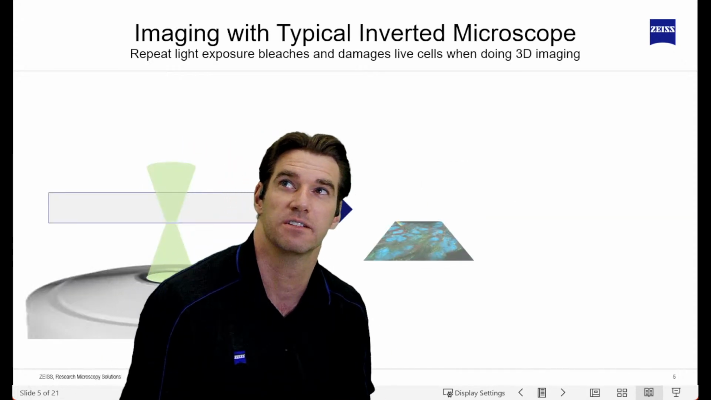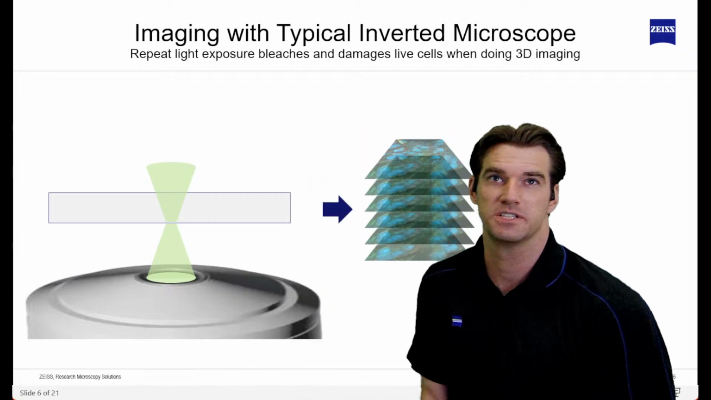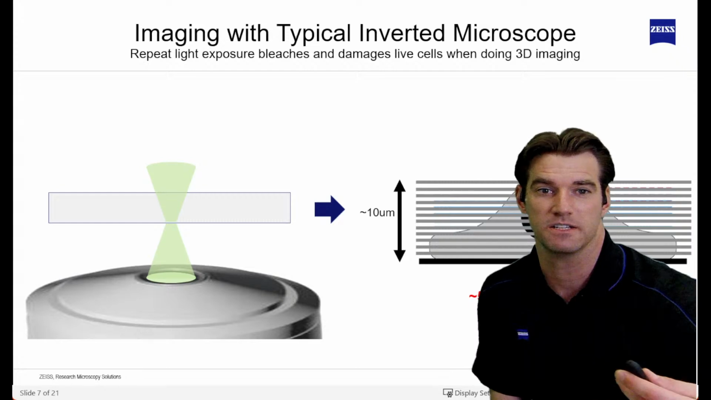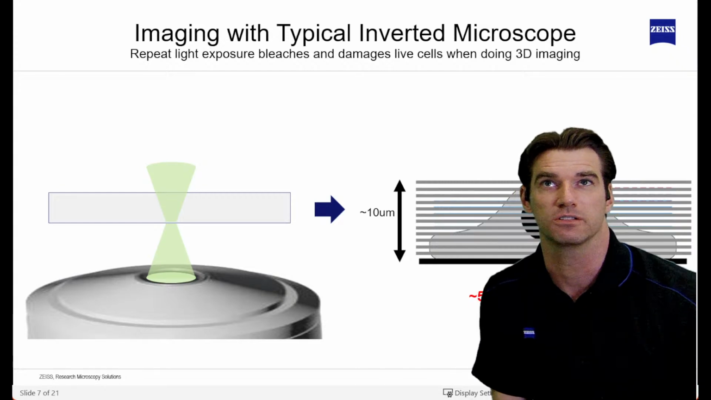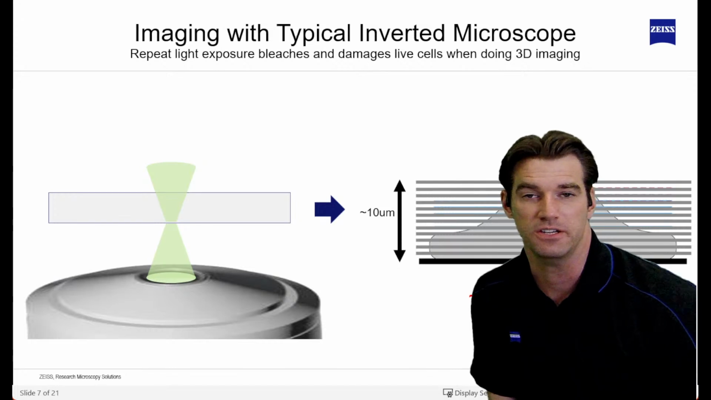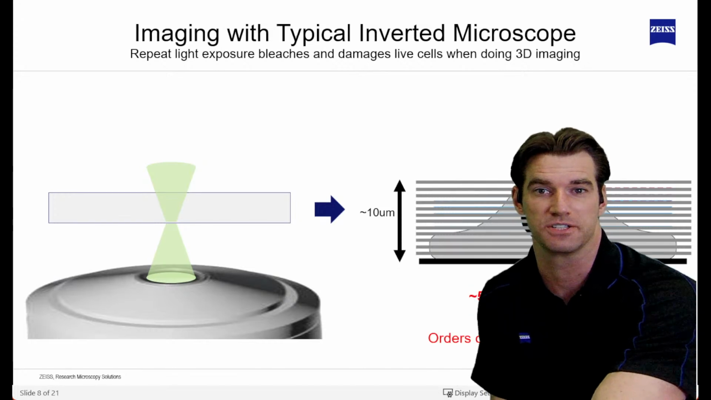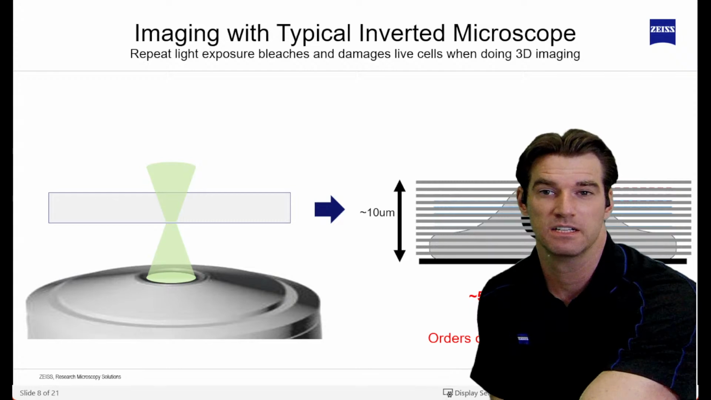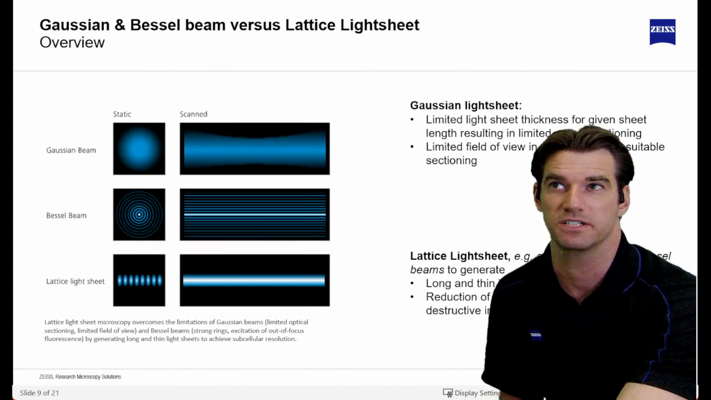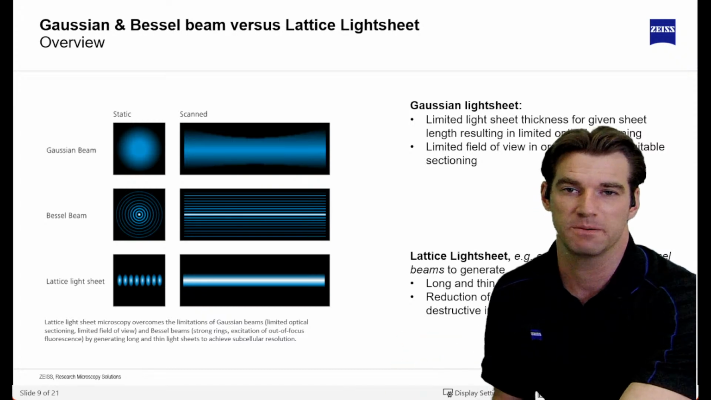Let's actually take a look at that. So this is an example of what I was just saying, taking multiple images. And if you do the math when you're using a 40x or a 63x and you're looking at typical cell culture, then you're looking at around 50 sections per image, right? And so we're on the order of 2 orders of magnitude fewer images taken with the lattice light sheet in this case. This is a little bit of an example of the lattice light sheet.